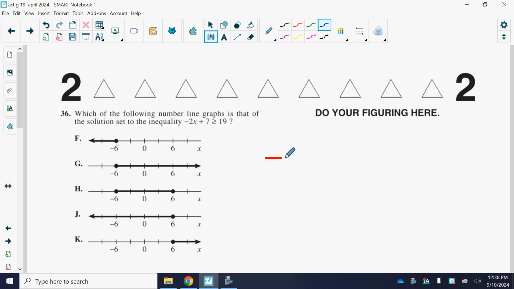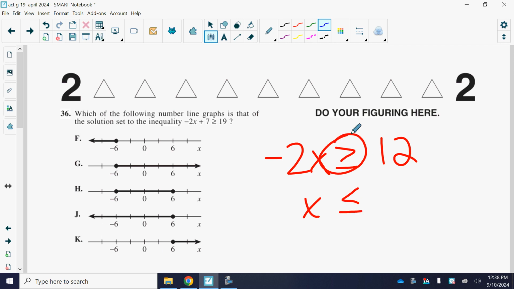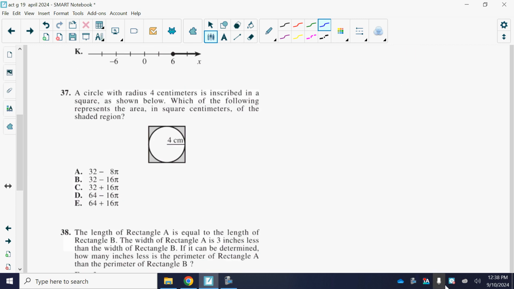All right, now this is a classic. You subtract 7 and you divide by -2. That switches the arrow. So the answer is F, less than -6. The arrow switches whenever you divide by a negative.